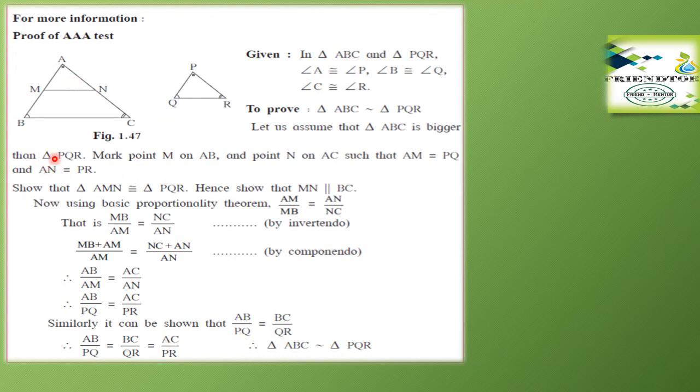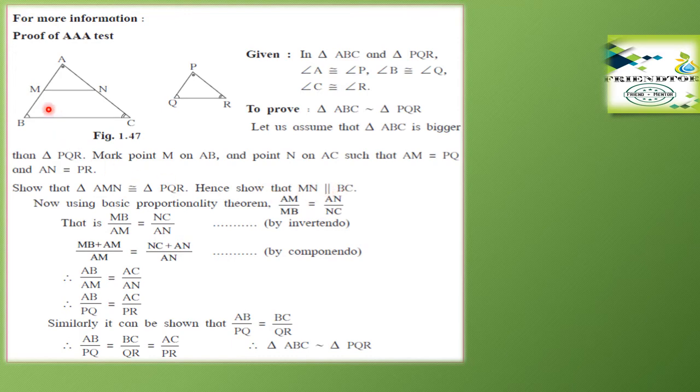Now mark point M on AB and point N on AC such that AM is equal to PQ and AN is equal to PR, and then join MN. After marking the points, now show that triangle AMN is congruent to triangle PQR. For showing the congruency we will have to use the tests of congruency that you learned previous year. After showing they are congruent, then we have to show that MN is parallel to BC.